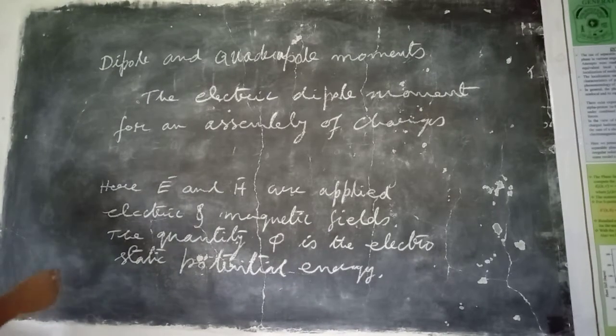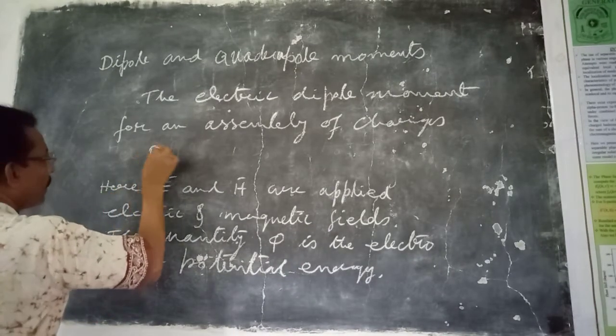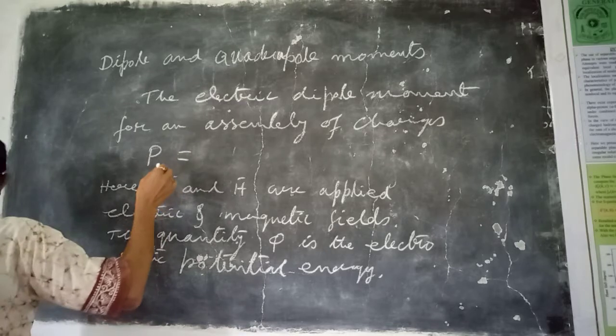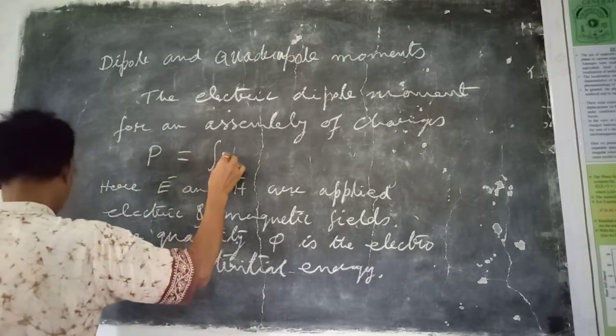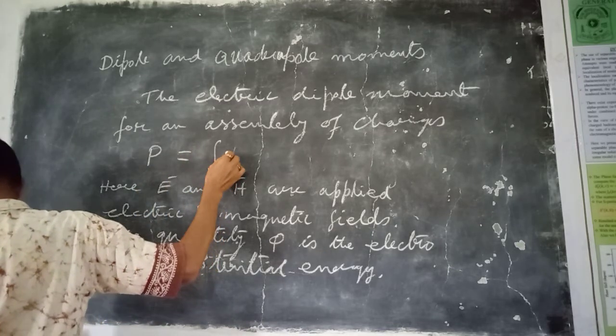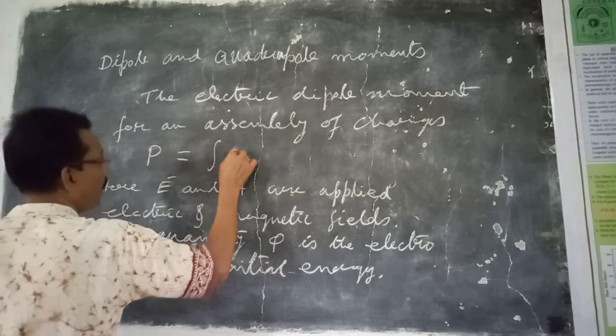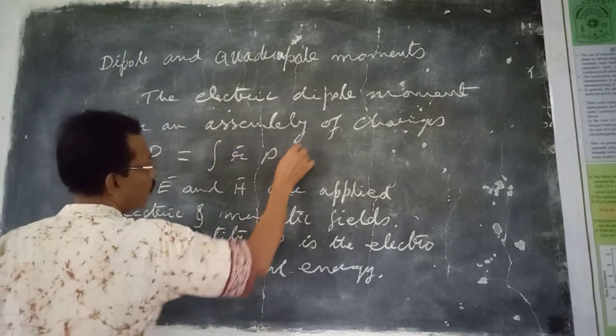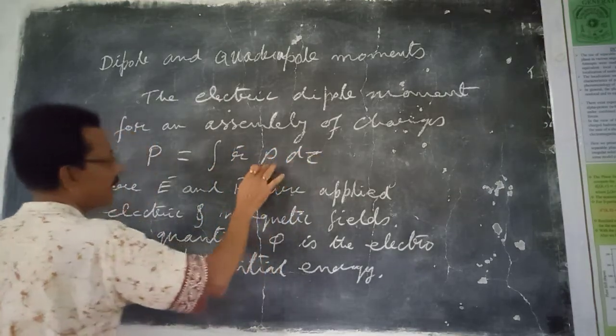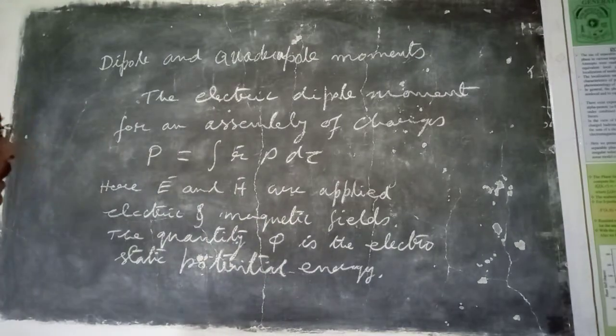is written as the integral of r rho d tau. d tau is the volume element and rho is the charge density.